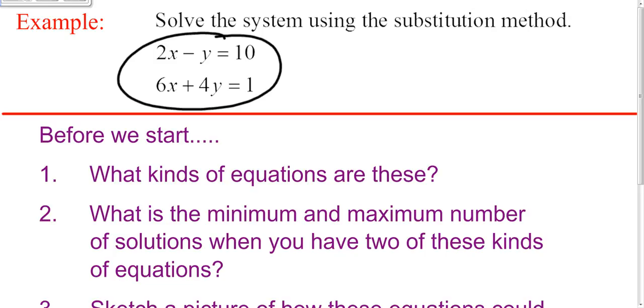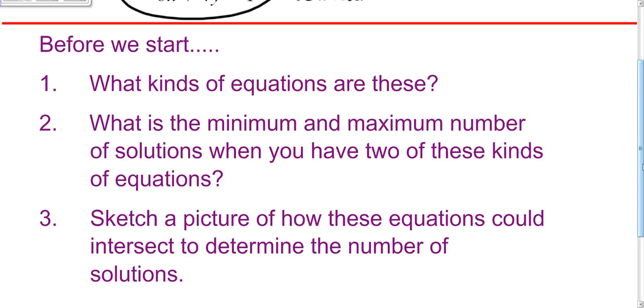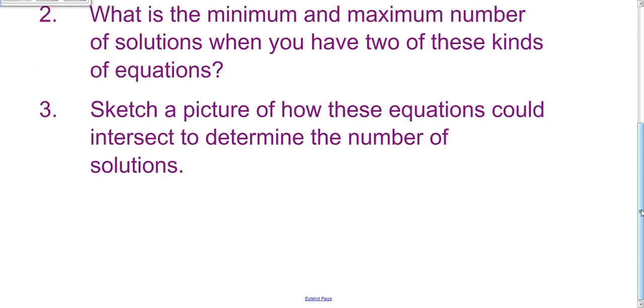Okay, so both of these happen to be lines. We can get them into y equals mx plus b form. So this does happen to be a linear equation, and this one also happens to be a linear equation. And so I want you to think about what is the minimum and maximum number of solutions you can have with these two particular equations, two lines. So I want you to think about that. I want you to hit pause and see what you can come up with.